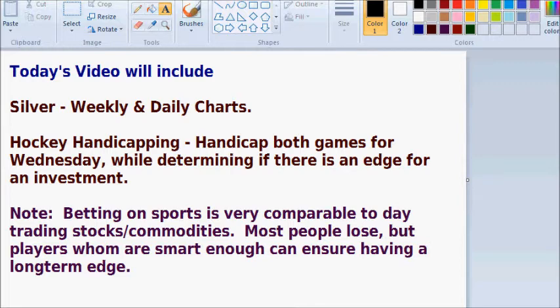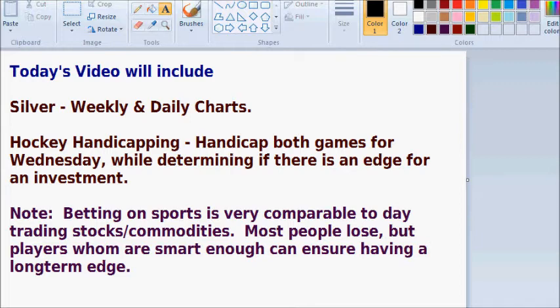Therefore, if you are one of the subscribers looking for the silver charts, if you have no interest in the second part, we'll just shut the video off when I'm done the charts. If you used a YouTube or Google search and found this video because you want to learn how to handicap hockey, well, I'll start off with the charts.